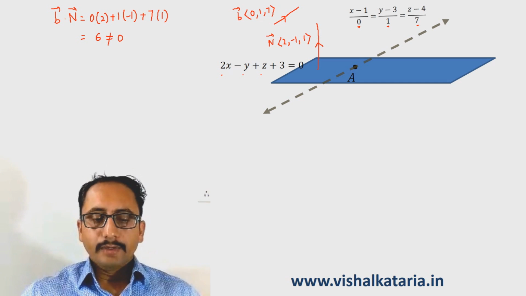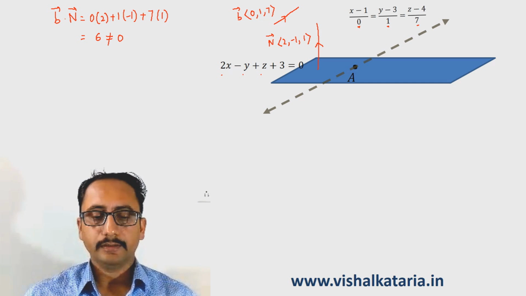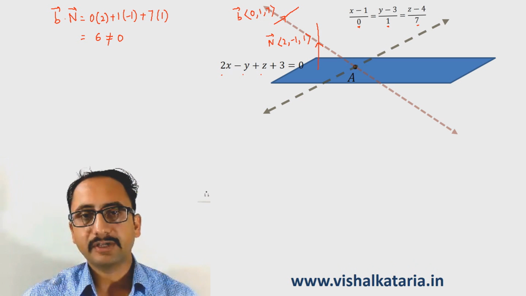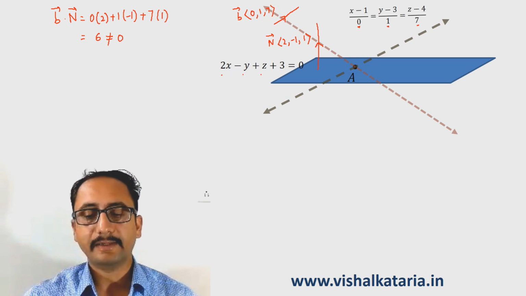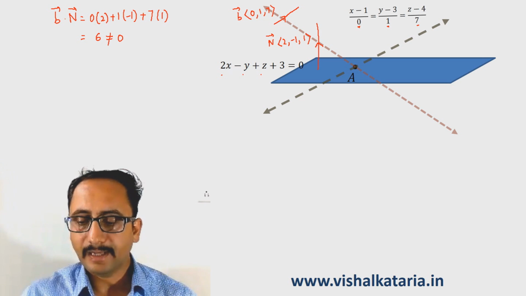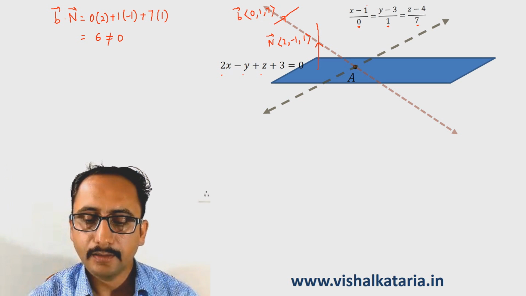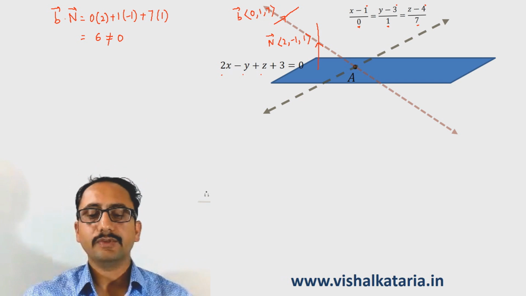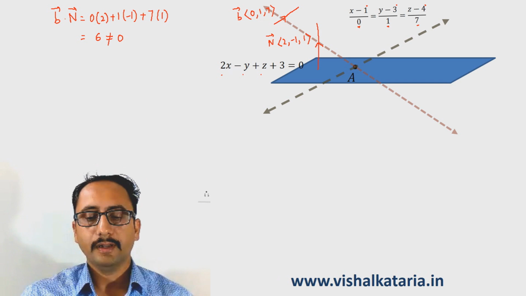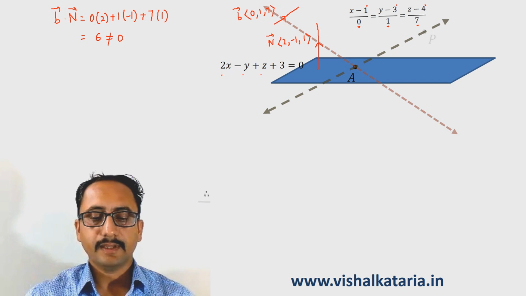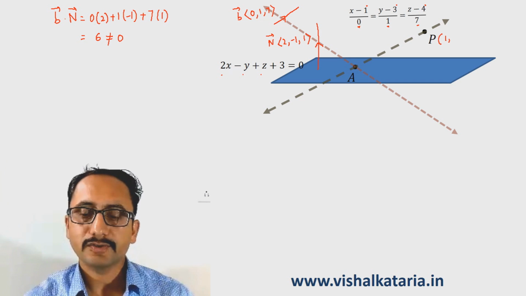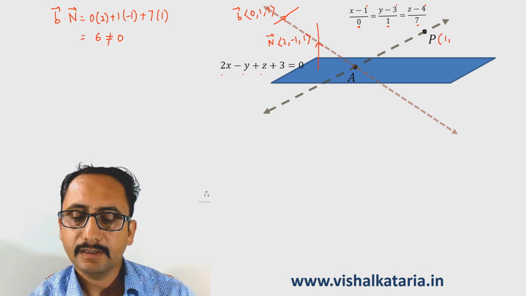What we are going to do in this question is find the image of the given line in the plane. From the equation of the line, we know one point on the line, which is 1, 3, 4, and let that point be P. So the coordinates of point P will be 1, 3, 4.